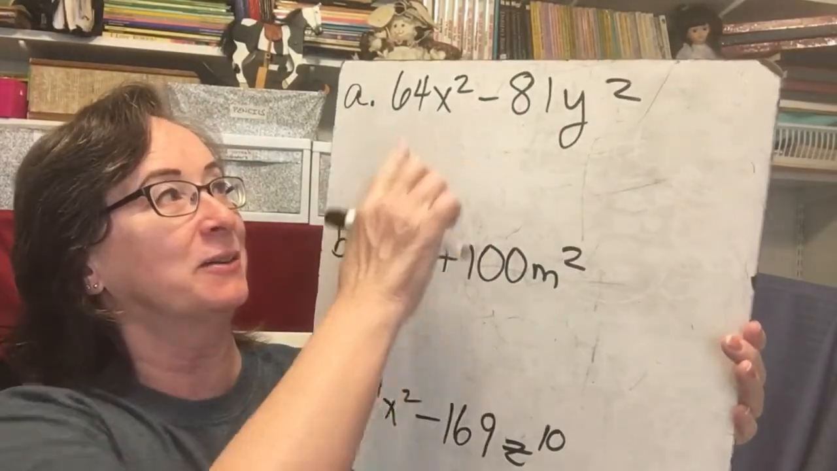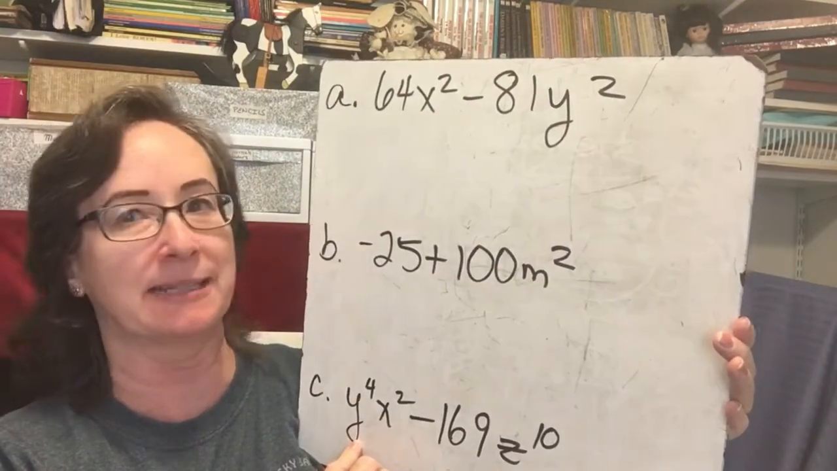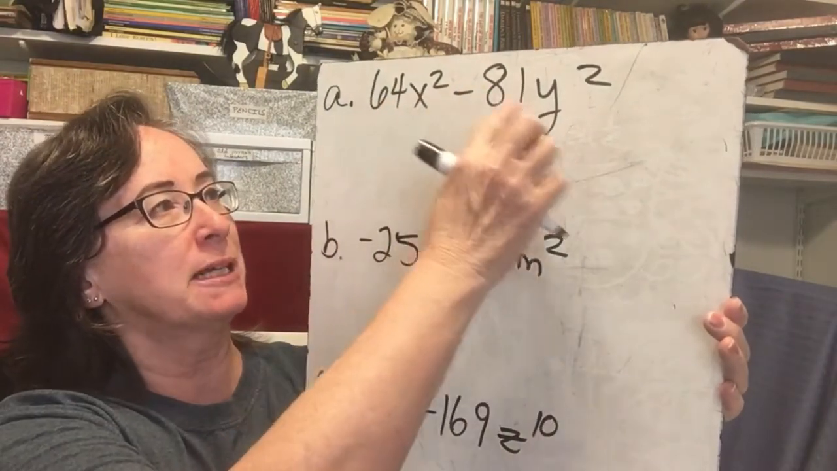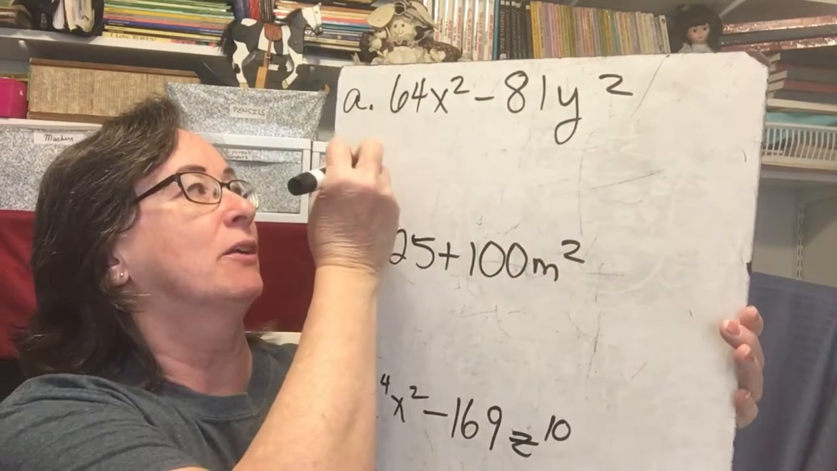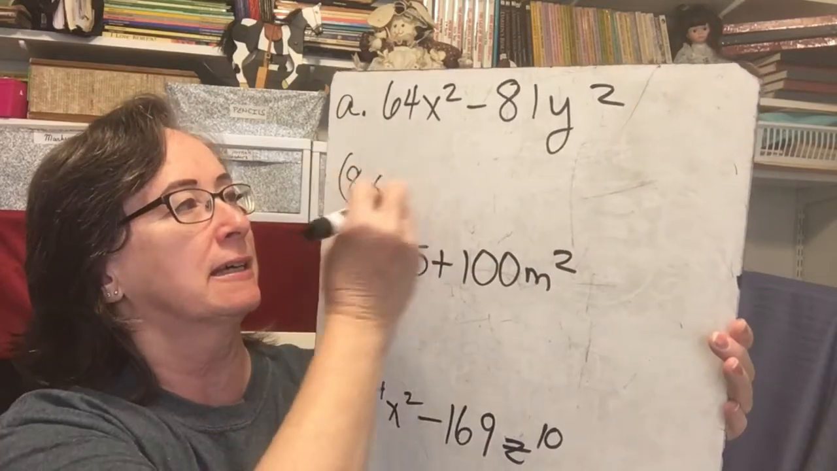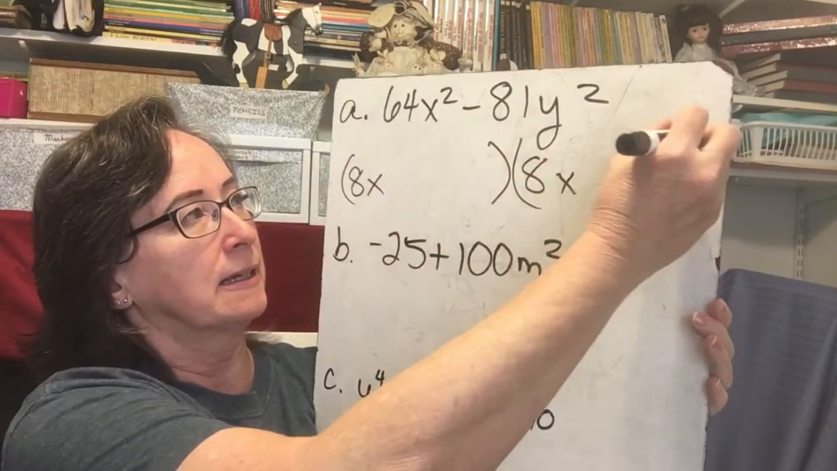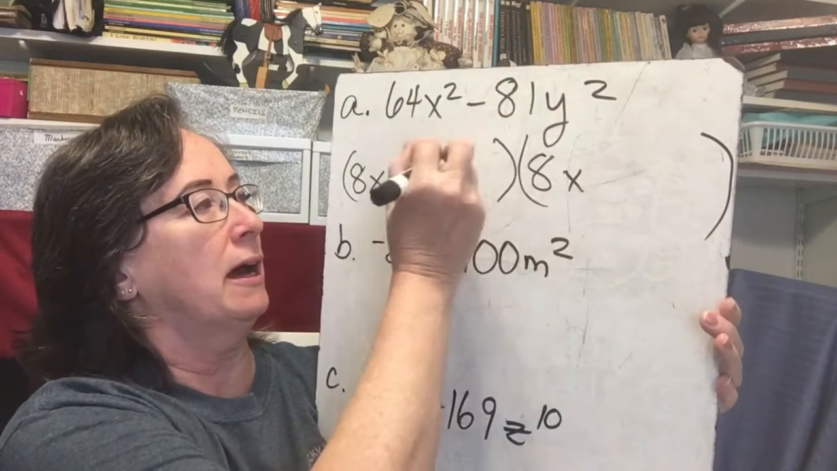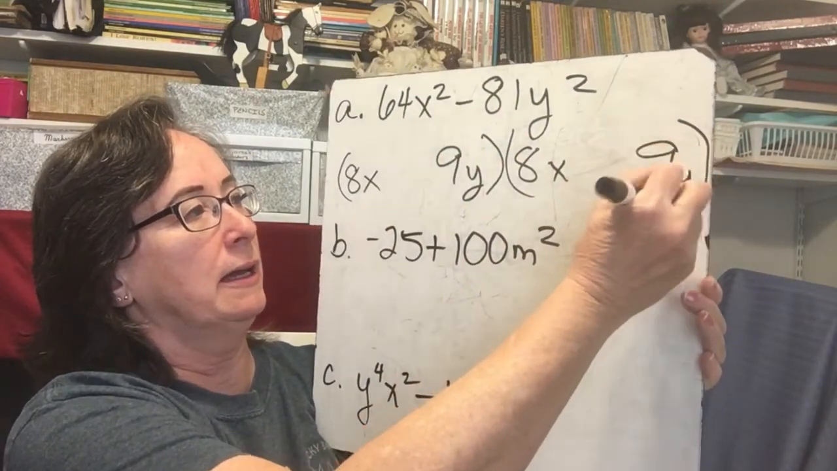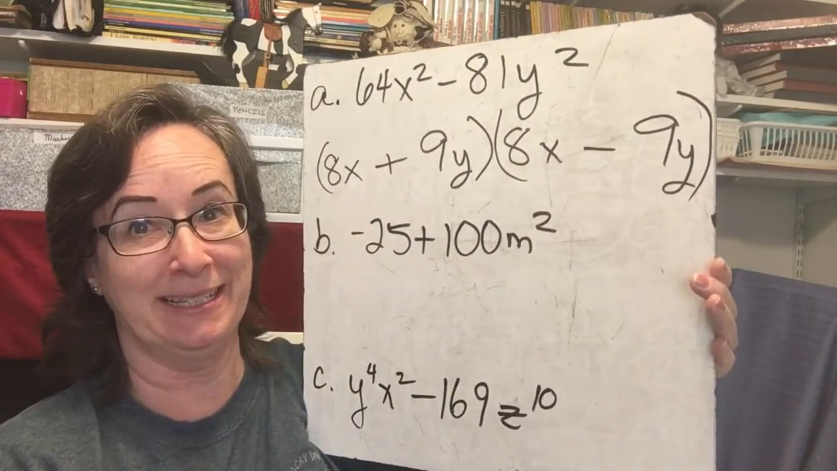Okay, so here we are with A, B, and C. These are so quick, I decided to do them all on one board. Okay, perfect square minus perfect square. So no adjustment is needed. 8x, 9y, 8x, 9y, plus minus. Pretty easy.